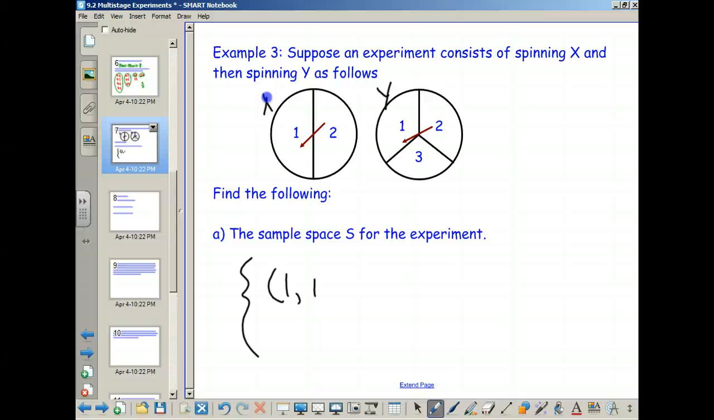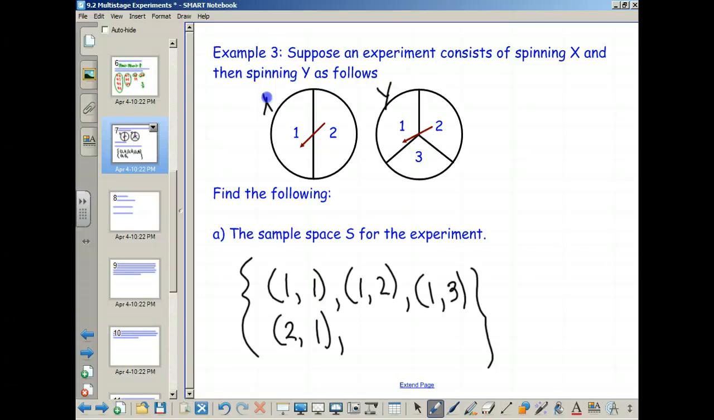A 1. So I could get 1, 1. But I could have also spun spinner X and gotten a 1, and spun spinner Y and gotten a 2. Or I could have gotten a 1 on spinner X and a 3 on spinner Y. But those are just all the ways that I got a 1 on the first spinner. Maybe I got a 2 on the first spinner. So I could have gotten a 2 and then a 1, or a 2 and then a 2, and then a 2 and then a 3, just to make sure I capture them all.